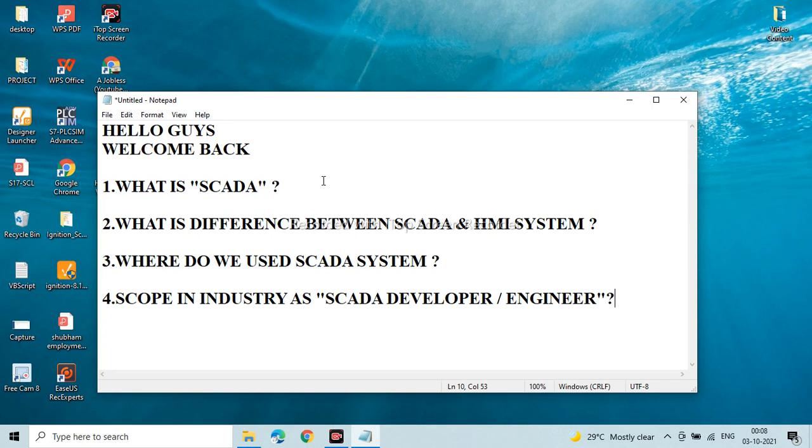We can keep our data in the form of PDF, or we can regularly track the data we get in the industry, like how much production we have done, and all the data is acquired in the system. So this is the SCADA.